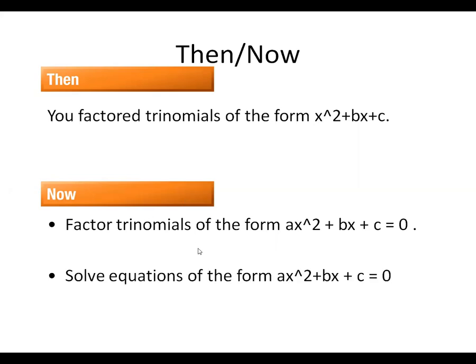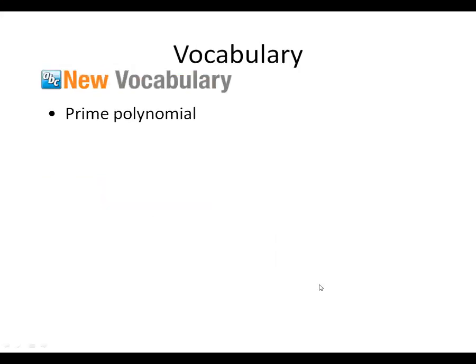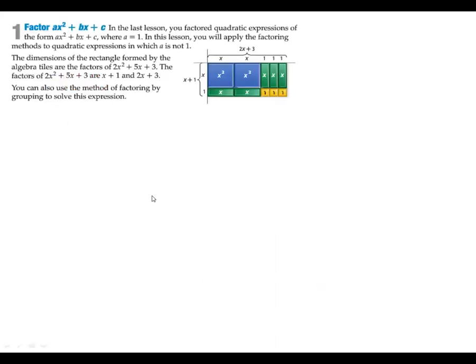Different things like that. We're also going to solve equations of the form ax squared plus bx plus c equals 0. And we're also going to talk about something called a prime polynomial. You've heard of prime numbers. Now we're going to talk about what happens if you have a prime polynomial. Remember, a prime number is a number that has no other factors except 1 and itself. So we'll look at what that means.